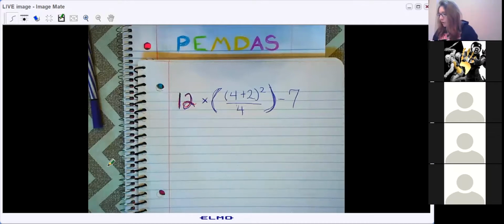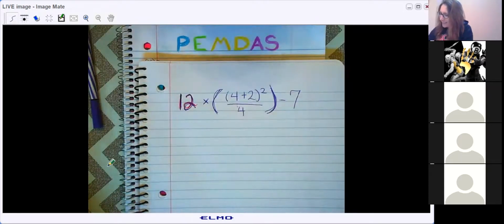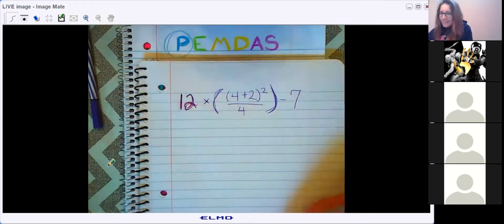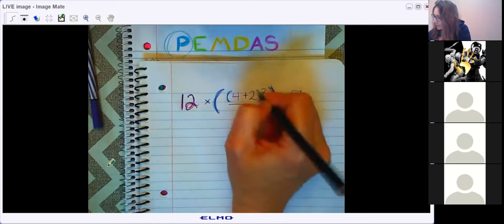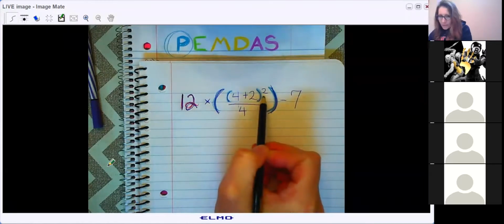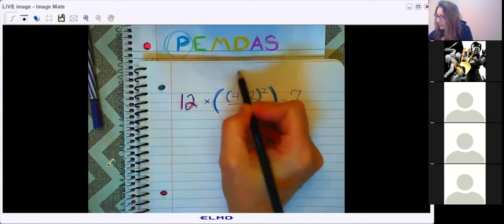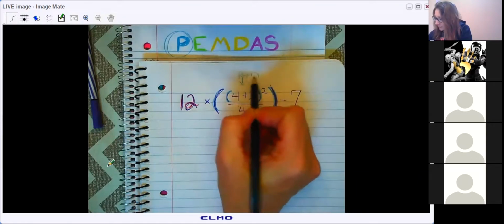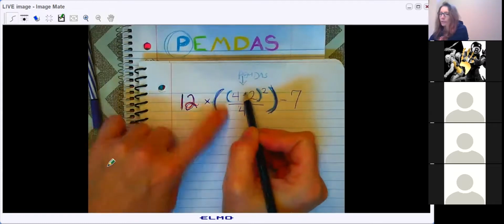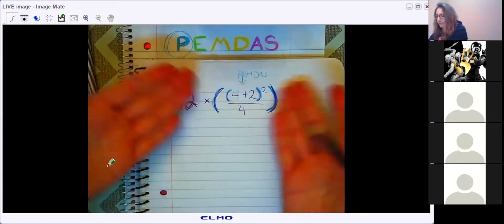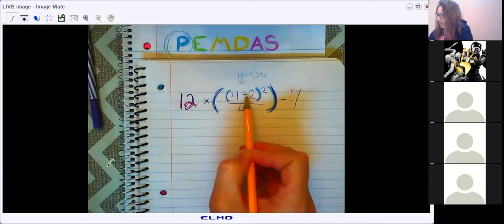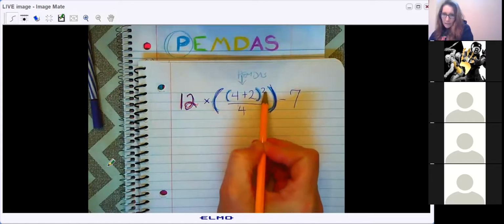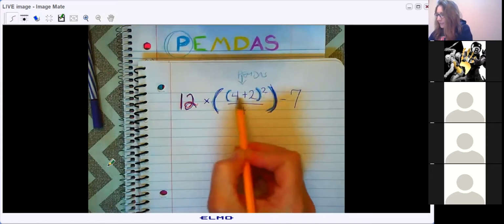It's okay. So we have to do our parentheses. I see 2 sets. So my parentheses, I have to take care of first. Now I have parentheses within parentheses. So I have a whole other set of PEMDAS that I have to take care of before I can look at the greater set of PEMDAS, right? So looking at this, I have 4 plus 2 to the 2nd power, it's squared. I have to do this first.